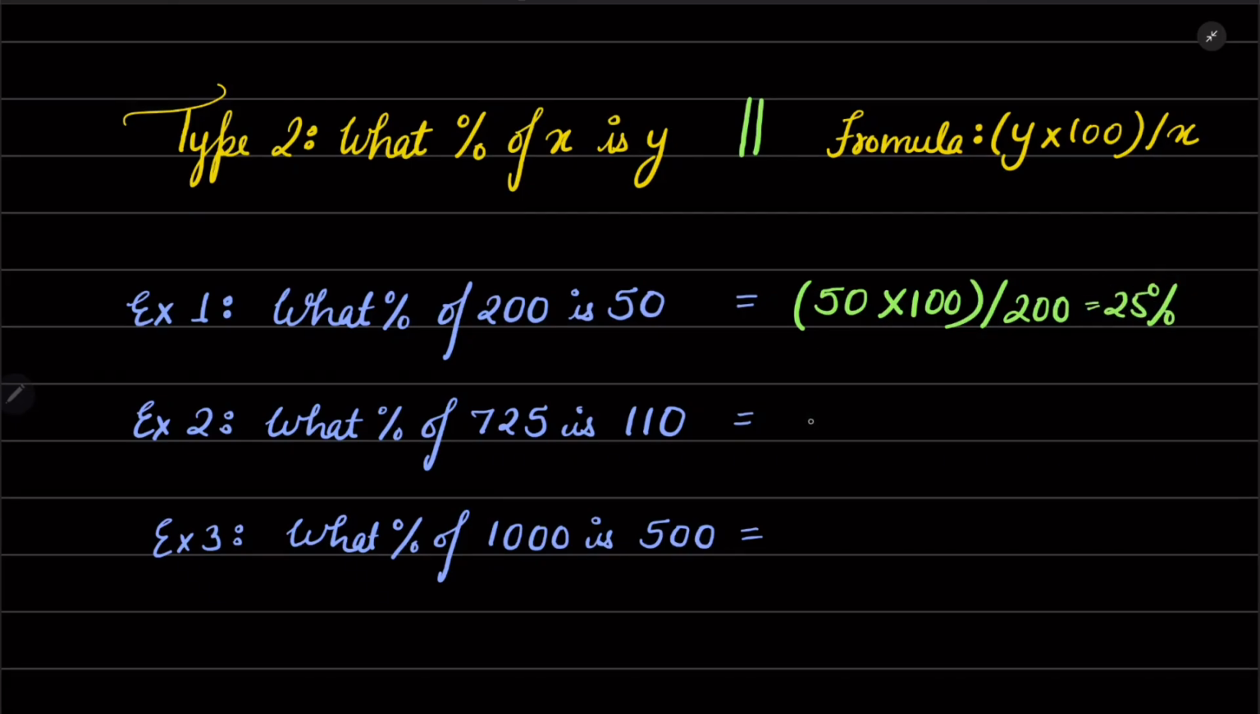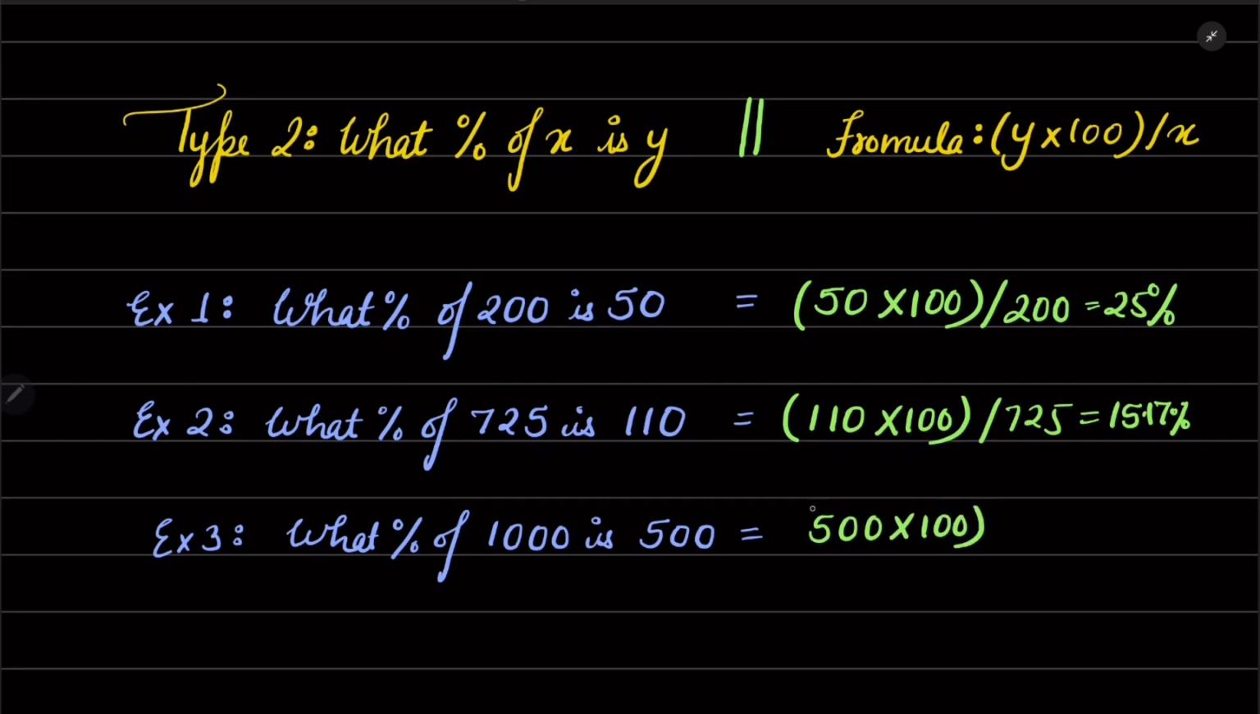Next question. What percent of 725 is 110? 110 is our y. Multiply it by 100 and we divide it by 725 to get 15.717%. Now the last is: what percent of 1000 is 500? 500 is our y. We multiply it by 100 and we divide it by 1000. The answer we have is 50%.